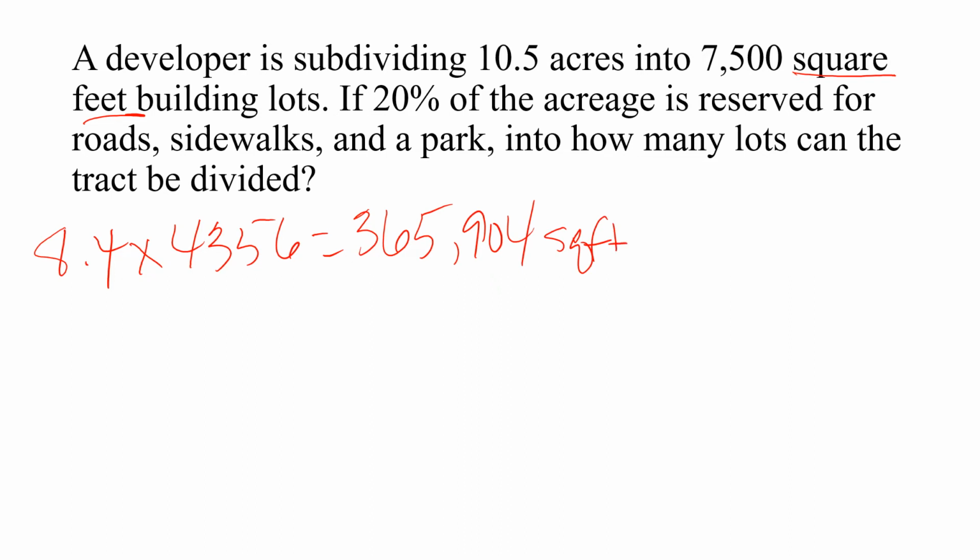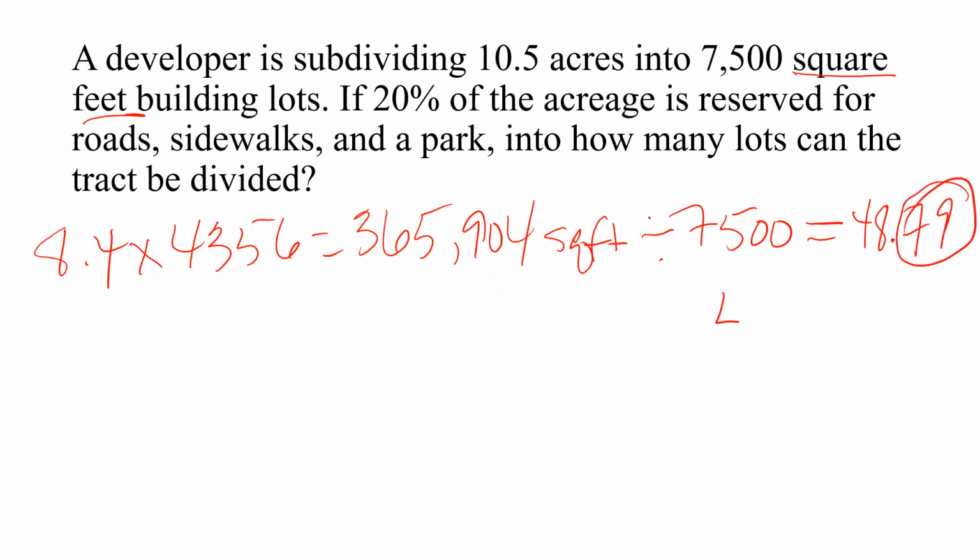And we know 7,500 per lot. So we're going to divide by 7,500. That gives us 48.79. But we can't do anything with this. So the answer is simply 48.